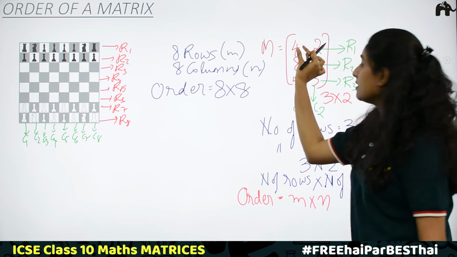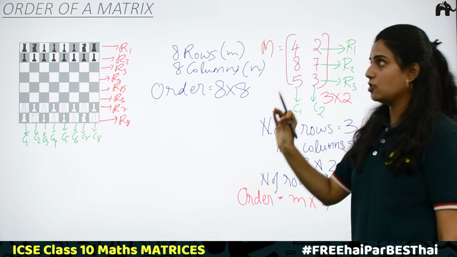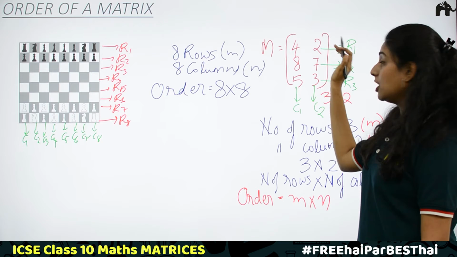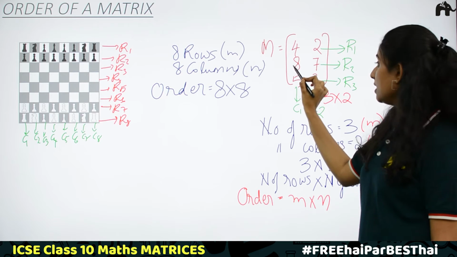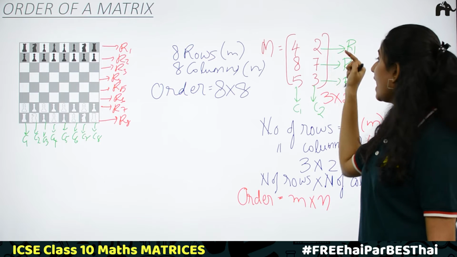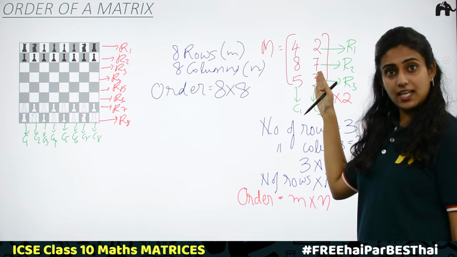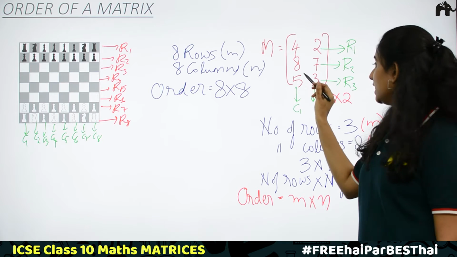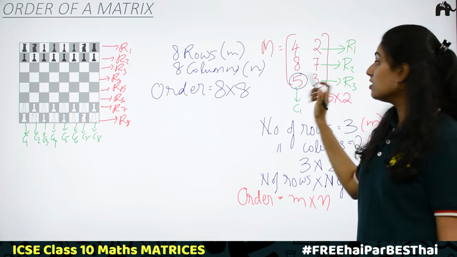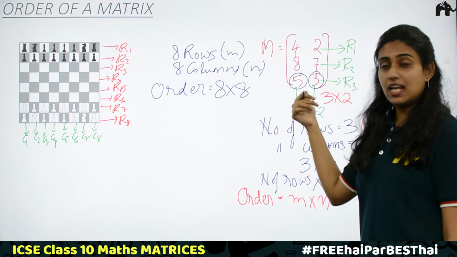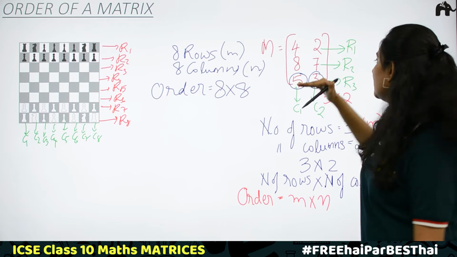Here this is the first element. First element means it belongs to the first row and first column. Second element belongs to the first row and second column. Third element belongs to the first column and the second row. Fourth element belongs to the second row, second column. Fifth element belongs to the first column and third row. Here we have the sixth element, it belongs to the second column and the third row.